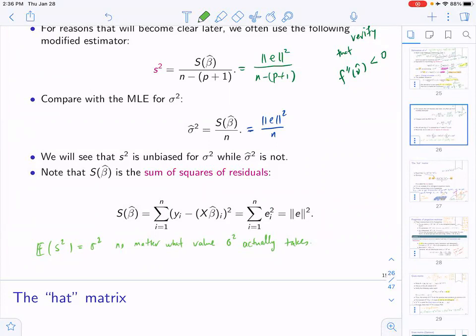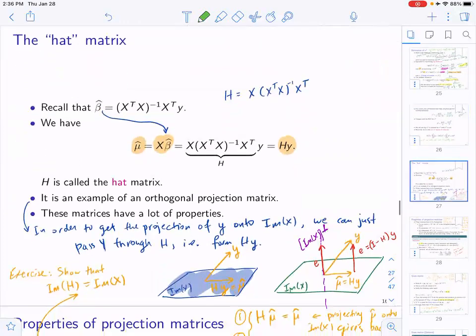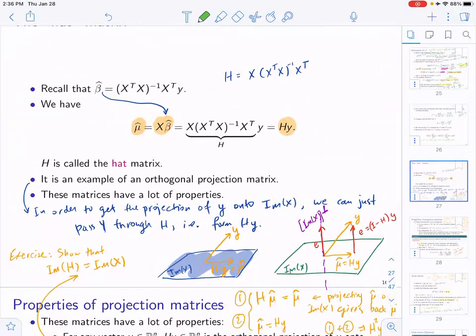Comments? So we're done with the estimation. If you have questions, let me know. One more piece is this hat matrix that came up, and you have seen in your homework.